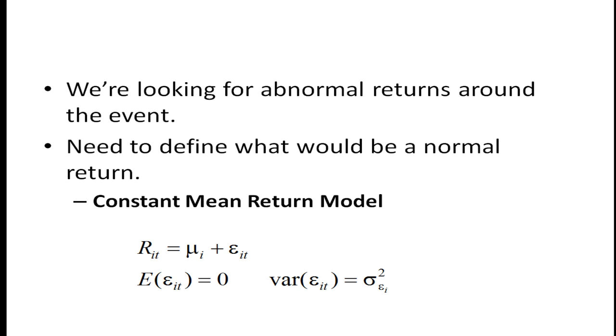We can use a constant mean return model where the return for stock i in time period t is just equal to mu i, which is the mean, plus some error term in that time period. And that error term has an expected value of 0 and a variance of sigma squared epsilon i.